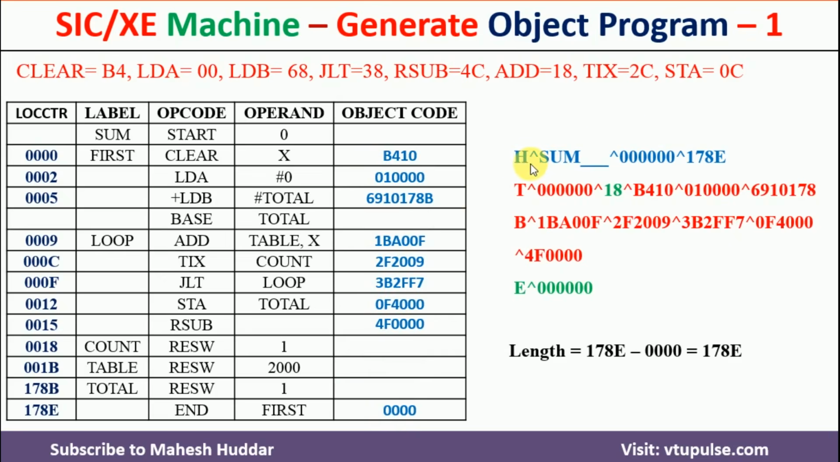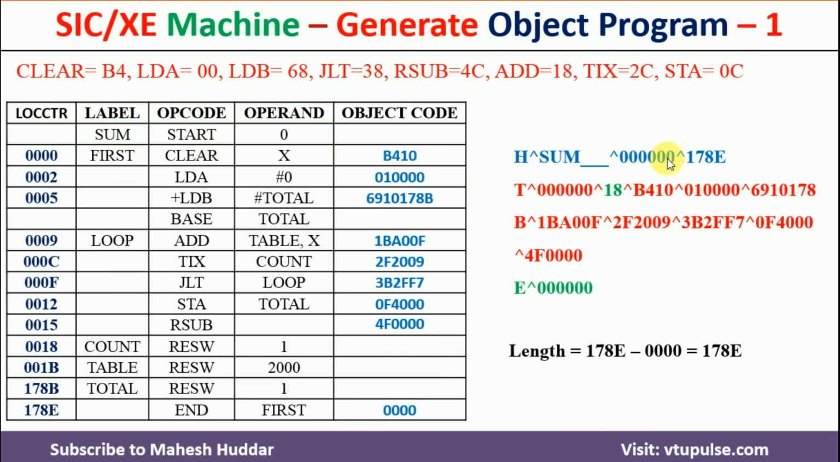One is called the header section, then the text section, and then the end section. The header section starts with H, followed by 6 columns for the name of the program. What is the name of the program here? SUM. We will write SUM. 3 columns we will leave blank here.